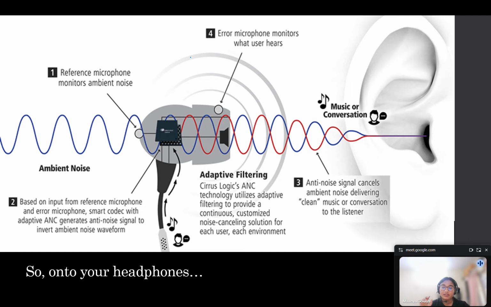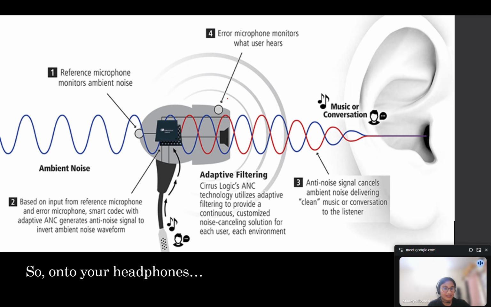If I was to explain this in a real life example, let's say we take your headphones. Now, in your headphones that have adaptive noise cancellation, there's a reference mic that measures the ambient noise. Then, based on the input from the reference mic, there is a device that generates an anti-noise signal to invert that very noise.